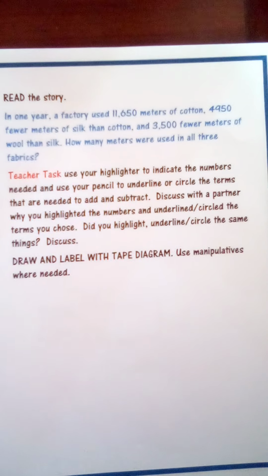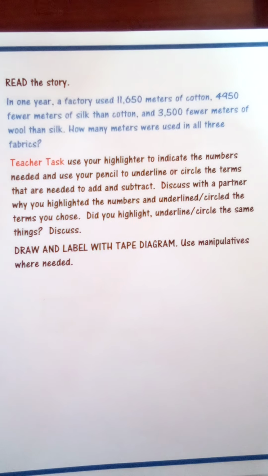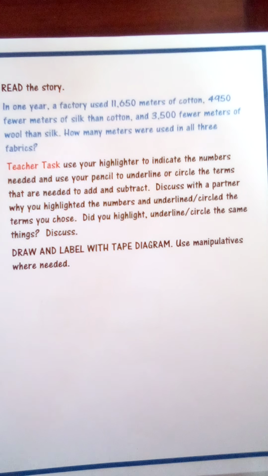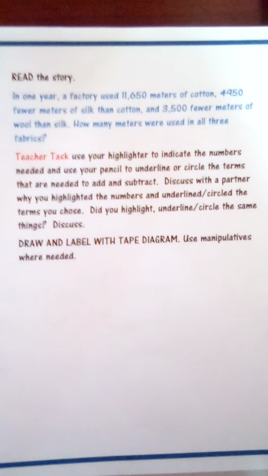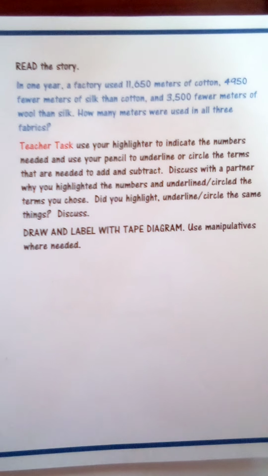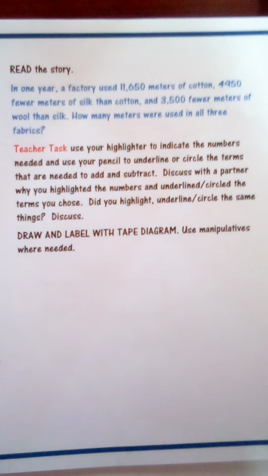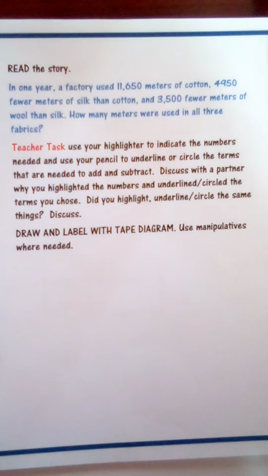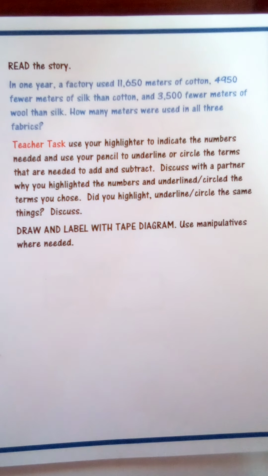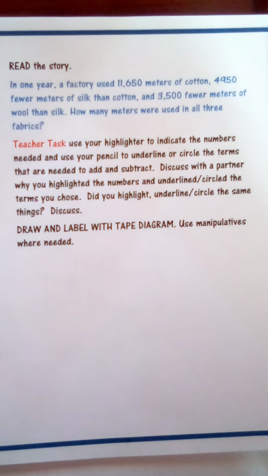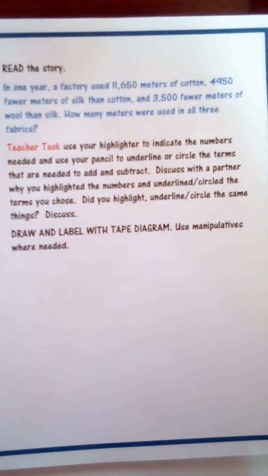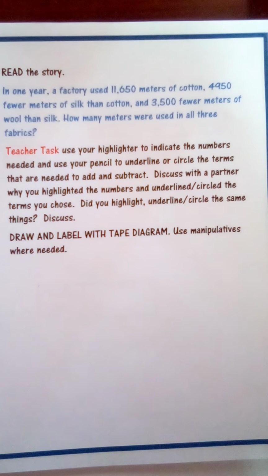Here's a story problem we're going to work on today, teachers. In 1 year, a factory used 11,650 meters of cotton, 4,950 fewer meters of silk than cotton, and 3,500 fewer meters of wool than silk. How many meters were used in all 3 fabrics?